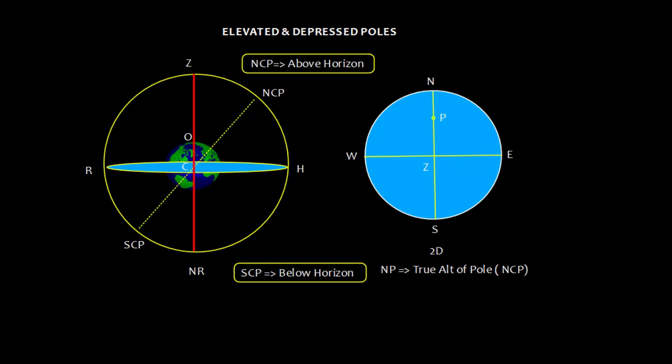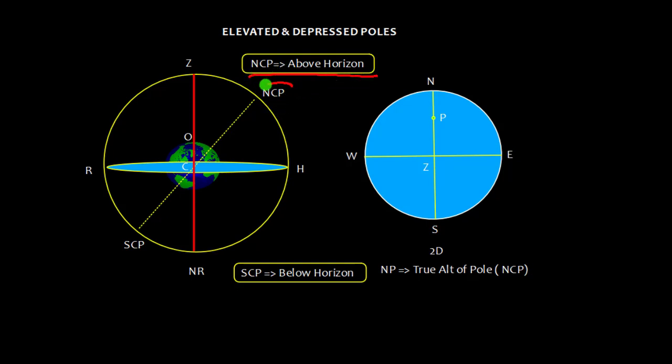Now moving on to another concept, elevated and depressed pole. If you consider the Earth rotating like this, the celestial sphere is going to rotate in the opposite direction. By the way, Earth appears to be rotating west to east, so the celestial sphere has to appear rotating east to west. And if this is the rational horizon, then obviously, cutting the diagram from the rational horizon, we will see that one pole is above the horizon.